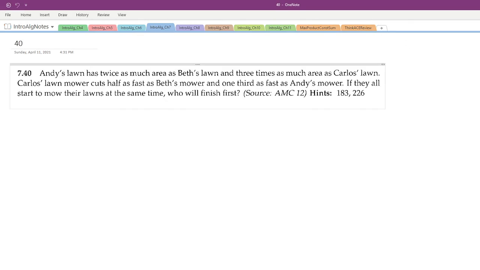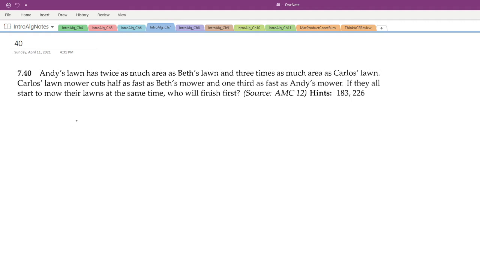Okay, let's move on to the next question. So the Andes lawn is twice as much as the area of the Beth's lawn and 3 times as much as the area of the Carlos lawn.